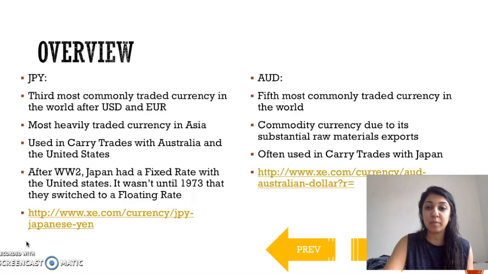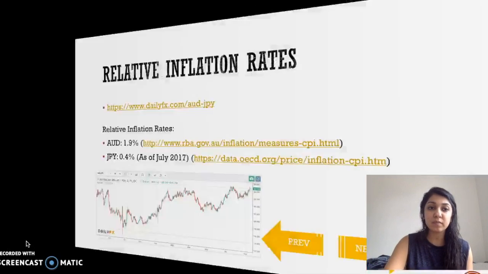AUD is the fifth most commonly traded currency in the world. It is a commodity currency based on the fact that Australia has a substantial amount of raw materials exported from the country, and this currency is also used in carry trades with Japan.